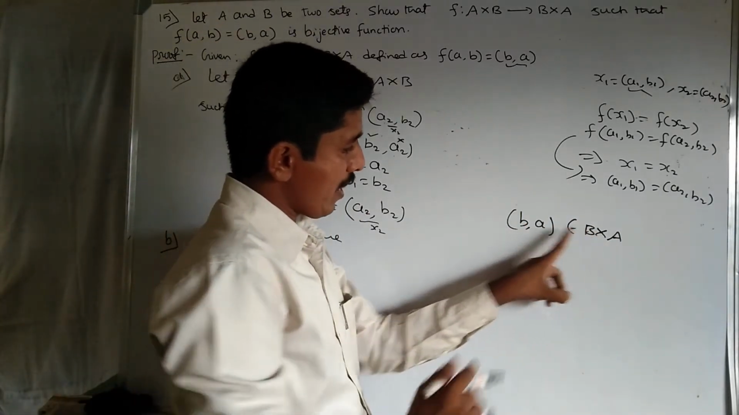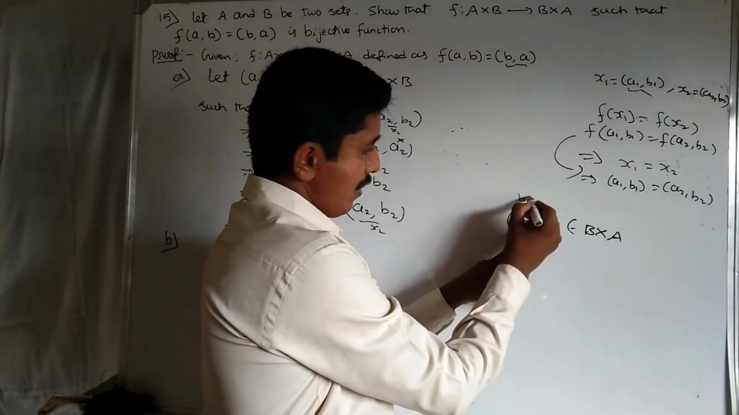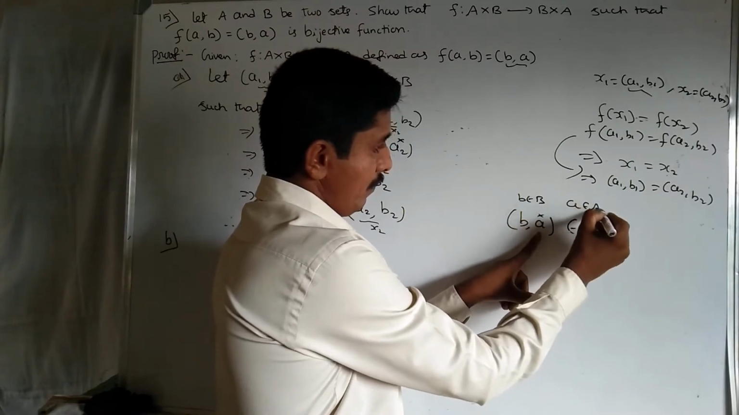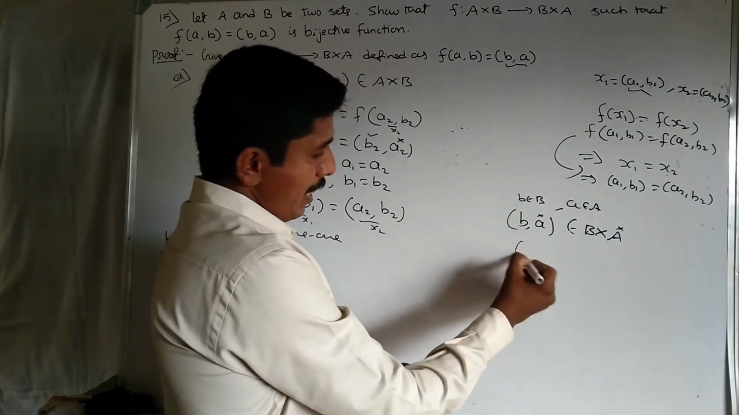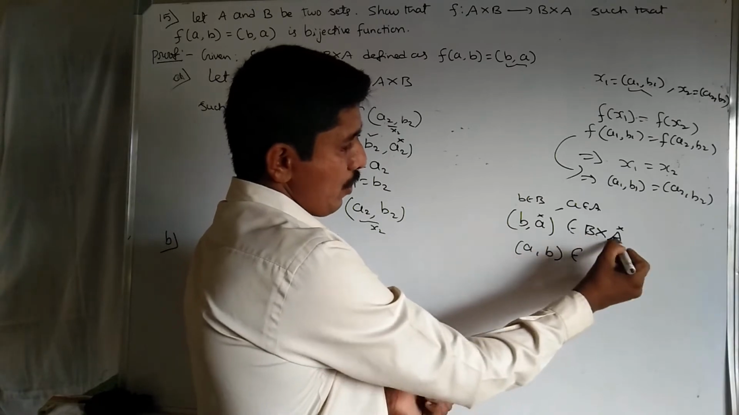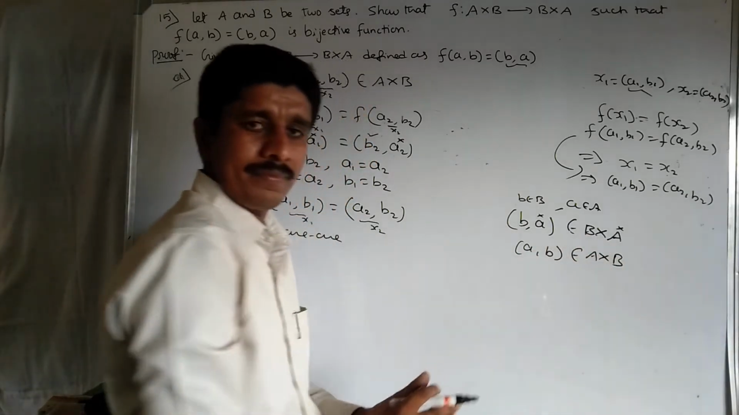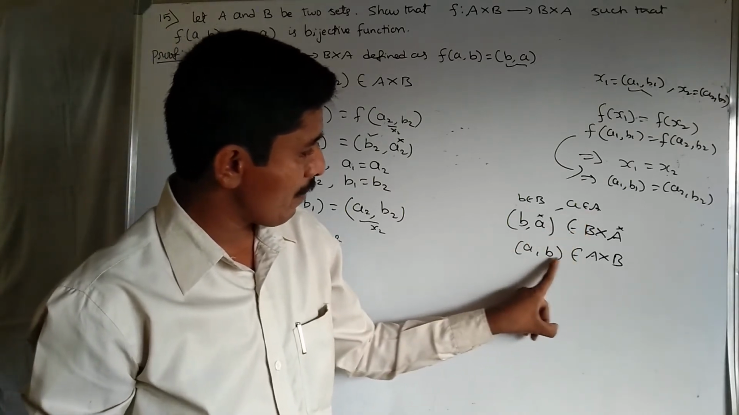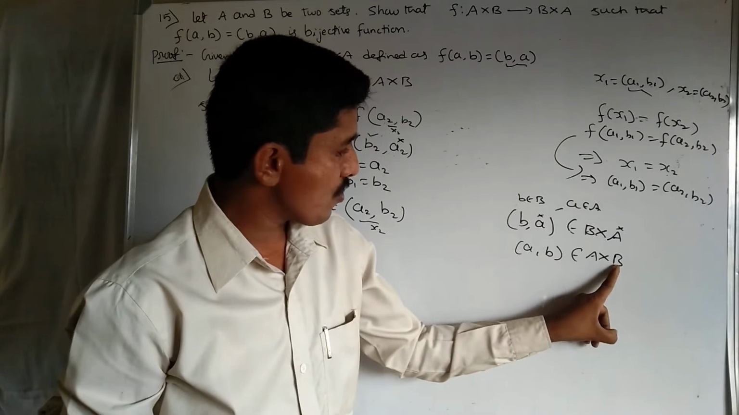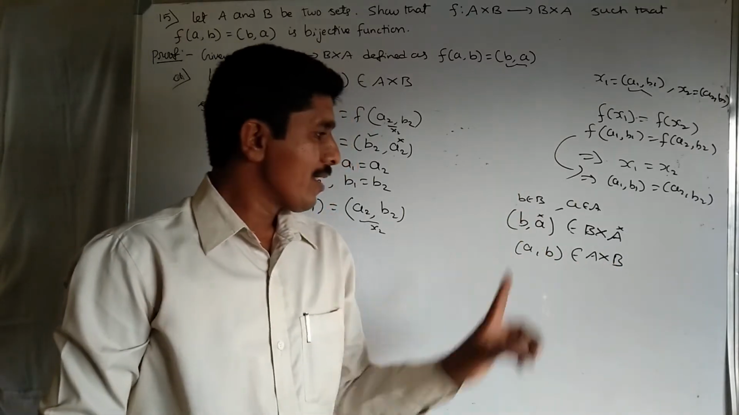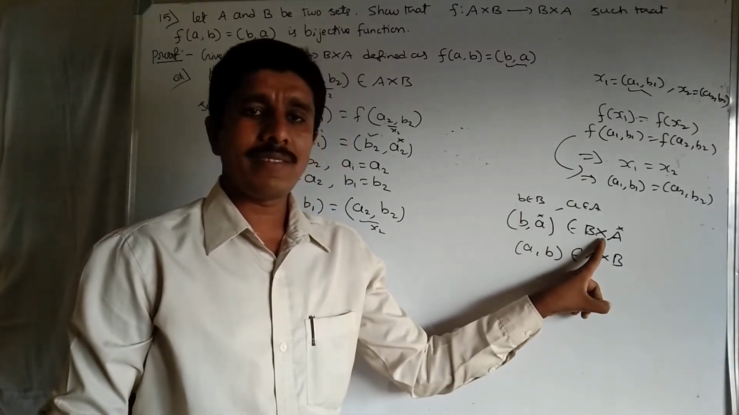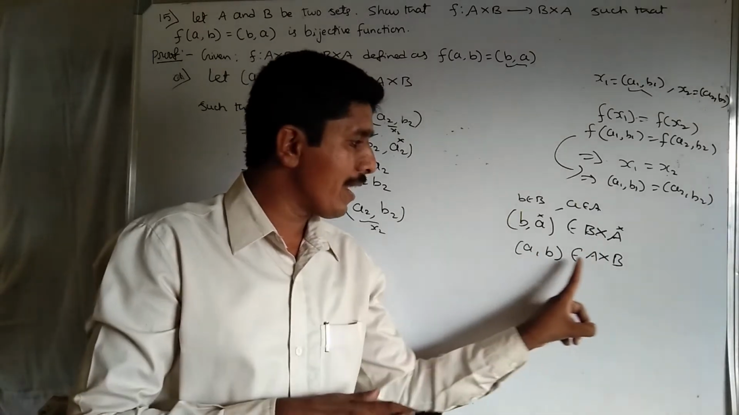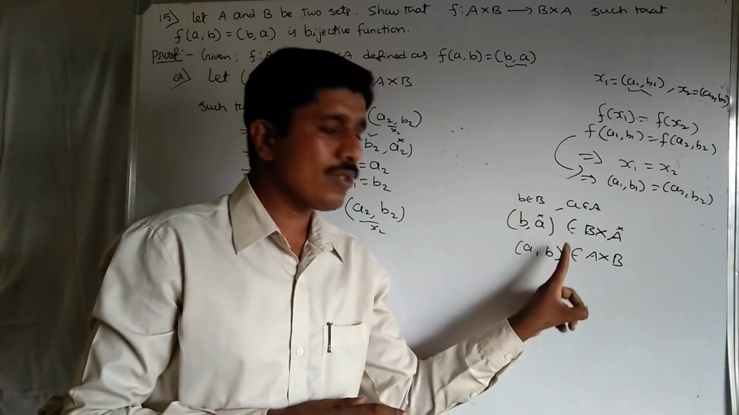(B, A) belongs to B cross A means clearly B belongs to the first set B, A belongs to the second set A. Interchanging B and A, we get (A, B) in A cross B. This means A belongs to A, the first element belongs to the first set, and B belongs to B, the second element belongs to the second set. This means (B, A) has a pre-image of the form (A, B), which exists in the domain A cross B.